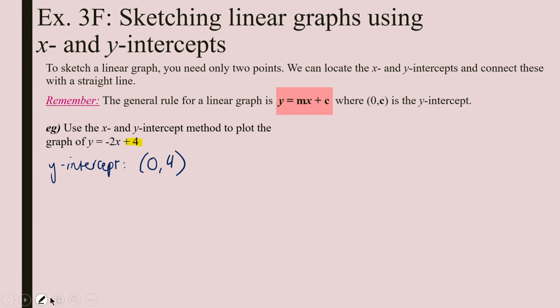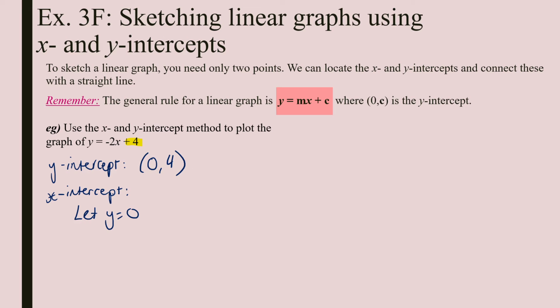We're now going to solve for a second point on the line, and this time the point is going to be the x-intercept. To solve for the x-intercept, we need to let y equal 0. The x-intercept is where the graph cuts through the x-axis, and everywhere along the x-axis, the y value of that coordinate will be 0.